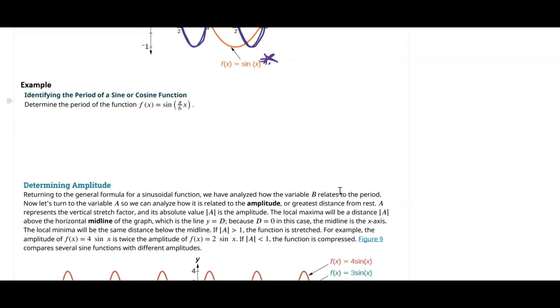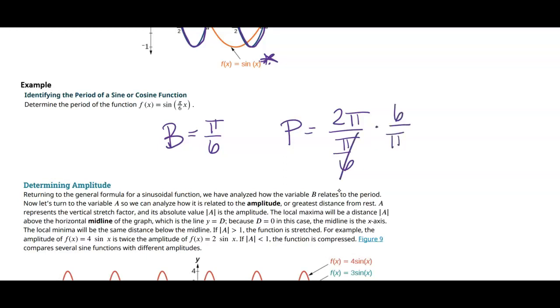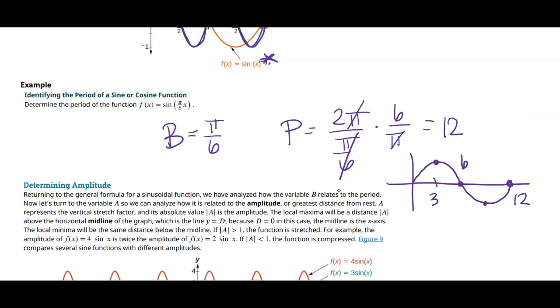Let's look at this example right here. In this case, I have that b is equal to pi over 6, and so my period is 2 pi over pi over 6. I'm then going to multiply by the reciprocal and see that my period is 12 normal units of x's. So from here back to here would be 12. I know that then halfway would have to be 6. And then I can also look at the maximum and the minimum and know that those must be halfway as well.